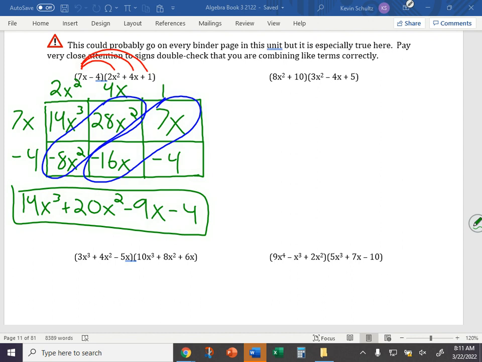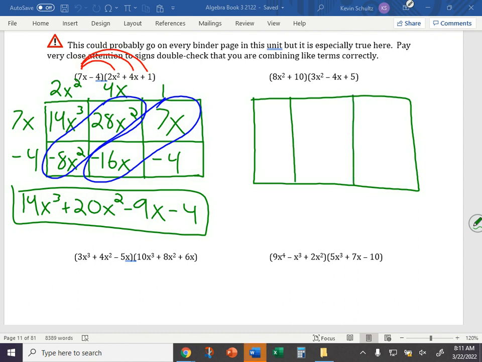Let's do the next one. Another 2 by 3. So we'll make our box here. Okay? 3 across, 2 going down.